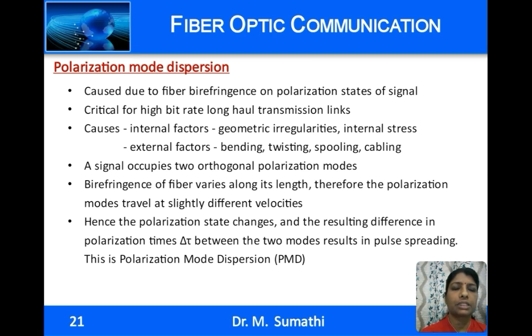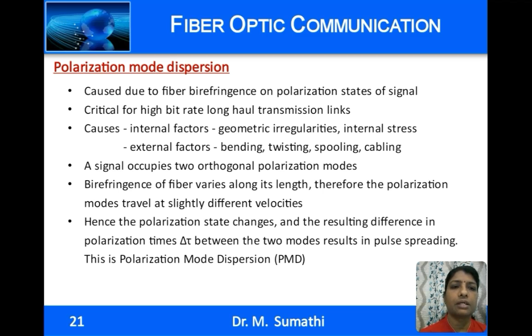The next dispersion is polarization mode dispersion. It is caused due to fiber birefringence, that is two different refractive indices along the axes of the fiber, and this is critical for high bit rate long distance transmission. The internal and external factors that cause polarization mode dispersion are geometric irregularities, internal stress, bending, twisting, and so on.